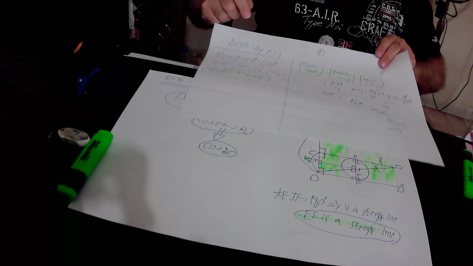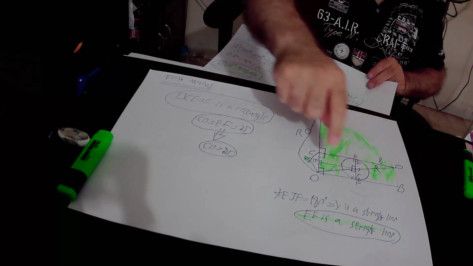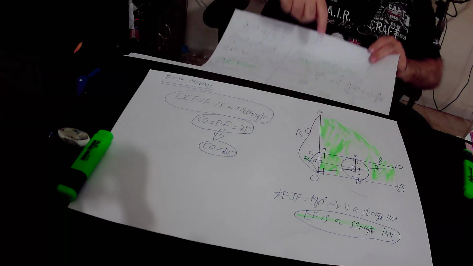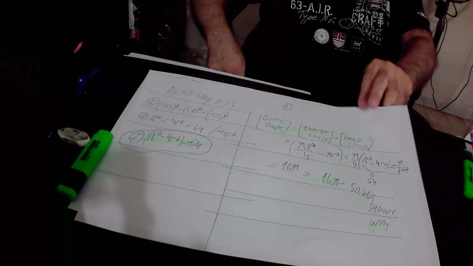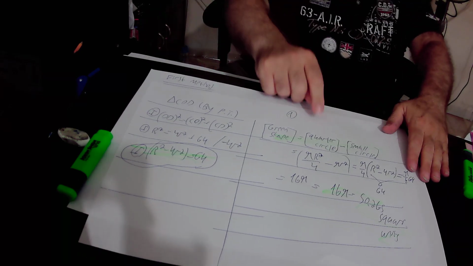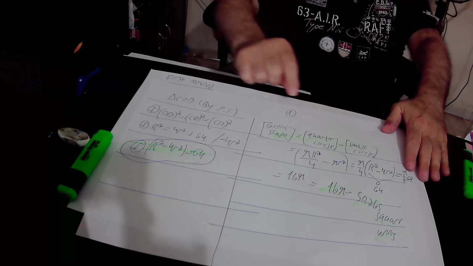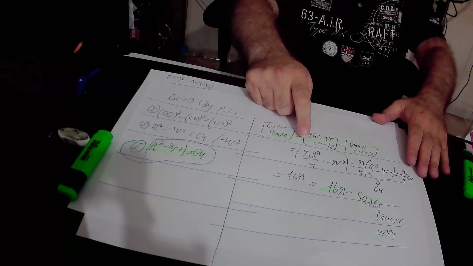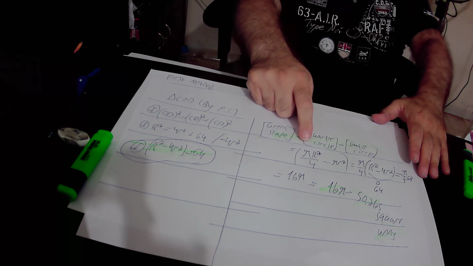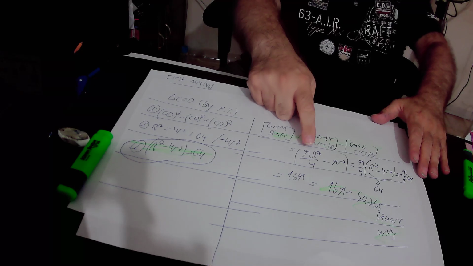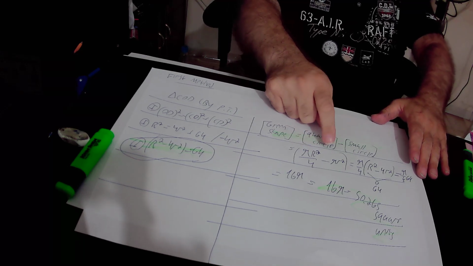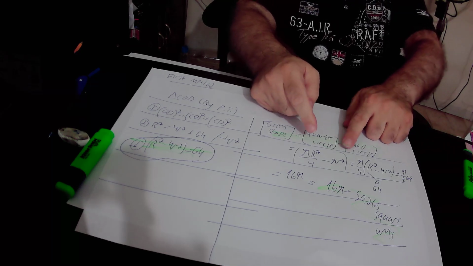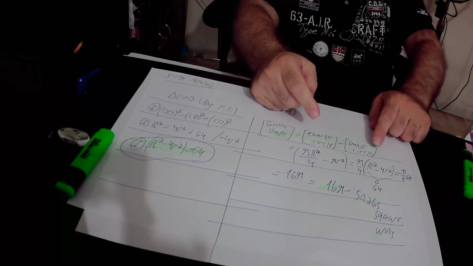What is the area of the green shape? The area of the green shape equals the area of the quarter circle minus the area of the small circle. The area of the quarter circle is equal to pi times capital R squared, that is the area of the circle, over 4, minus the area of the small circle, that is pi R squared. Here we took pi over 4 as a common factor out of those two expressions.